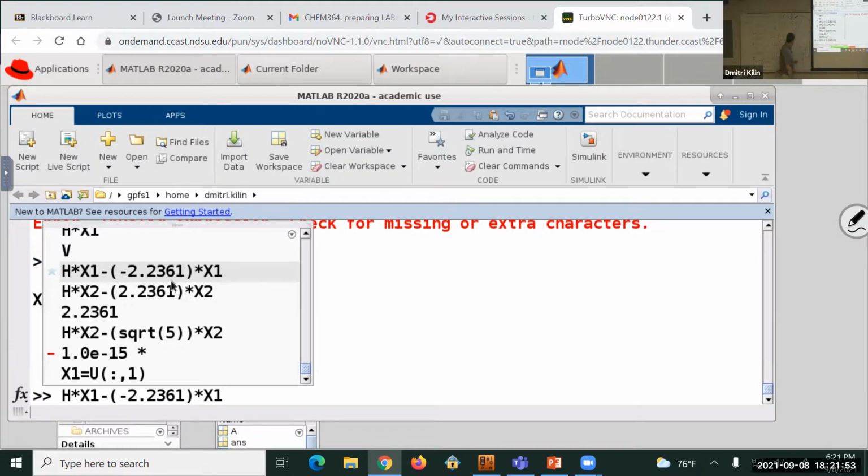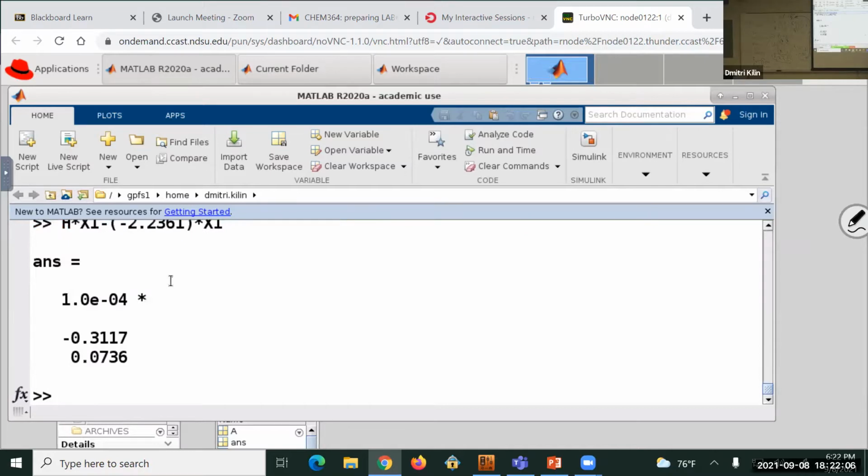And then I want to make sure that the answer will be a column vector with zeros in both elements. When I hit enter, I get something close to zero, but not ideally zero. It shows like 10 to the minus 4, which is close to zero, and then some numbers here. And I had a little grain of doubt. From our analytical exercise, we knew that the eigenvalue is not 2.2 something, but it's literally the square root of 5, minus square root of 5.